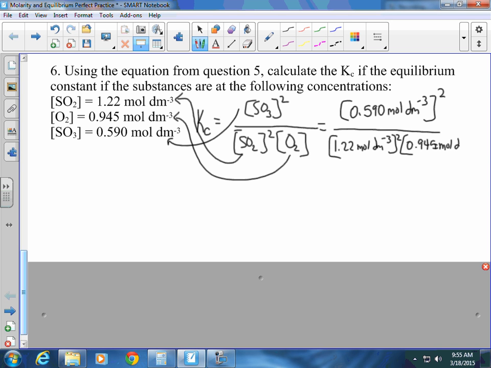Moles per decimeter cubed. Now, I will tell you that for tests and quizzes, we are not going to focus on being able to calculate the units correctly. I am going to show it to you here for completion. For those of you who are going to go on to one of the ACE classes, this will be an expectation in those classes that you can calculate the value of units from complex equations such as this one.